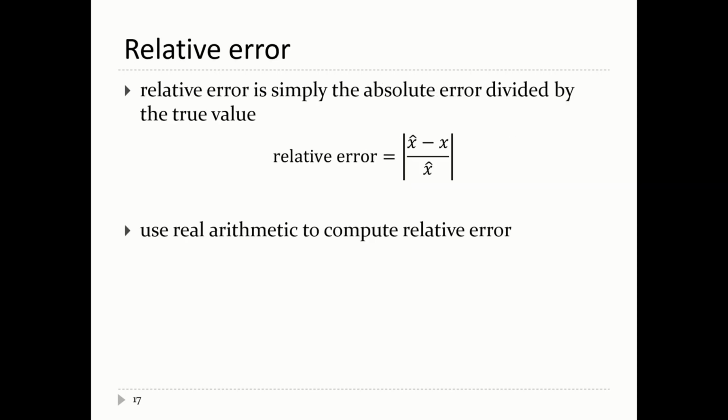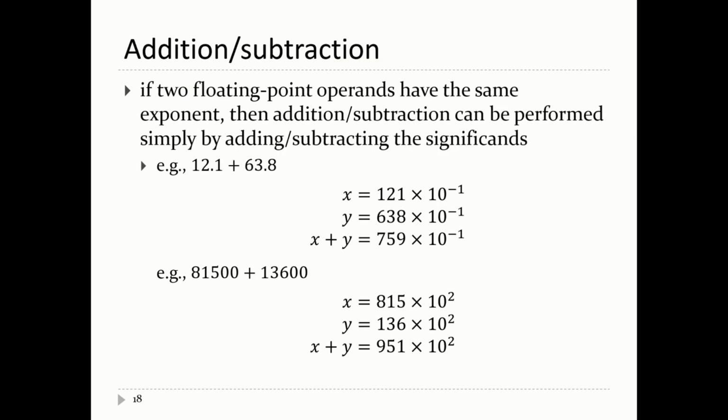Okay, well, relative error is simply the absolute error divided by the true value. So if someone asks you for the relative error, then you don't do it the way I showed you. You just use real arithmetic to actually compute the relative error. That's all I'm going to say about relative error for the time being.